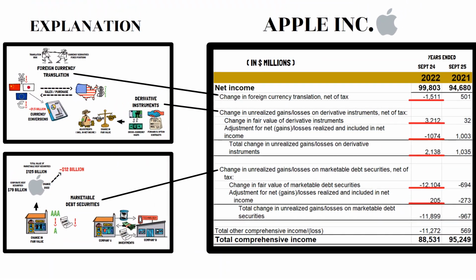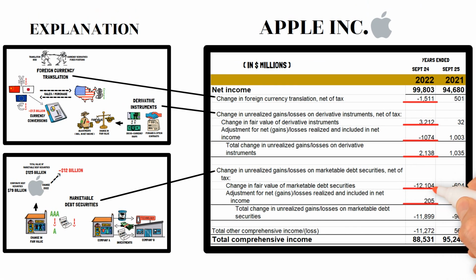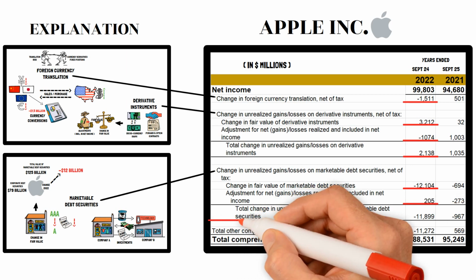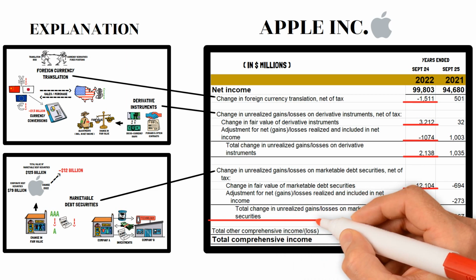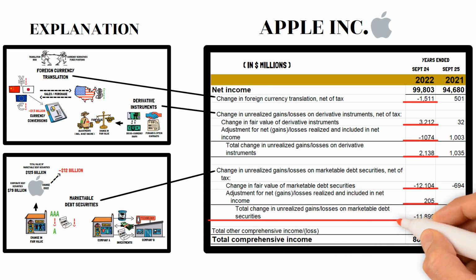Overall, the change in fair value of marketable debt securities, together with adjustment for net gains or losses, realized and included in net income, add up to just below $12 billion in losses for the total change in unrealized gains or losses on marketable debt securities.